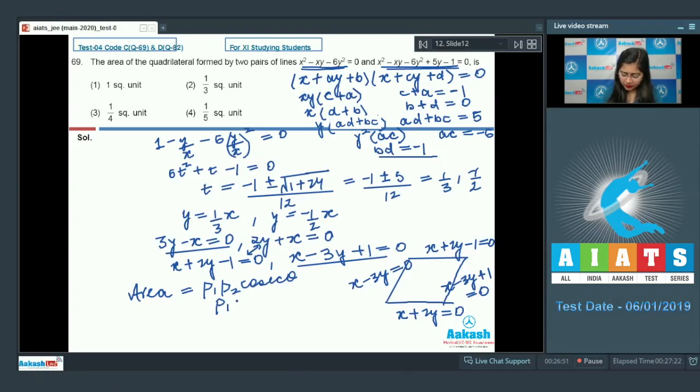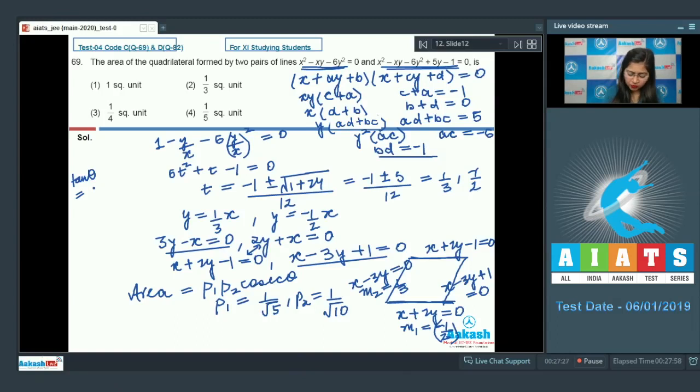where the value of P1 will be equal to the distance between these two parallel lines. So this will be equal to 1 upon under root 5. Similarly, the value of P2 will be equal to 1 upon under root of (3 whole square plus 1 whole square), that is 10. Now we have to find the value of cosecant theta. For that, let us find the value of tan theta between the two lines. m1 will be equal to minus coefficient of x upon coefficient of y, that is minus 1 by 2. And for this, m2 will be equal to 1 upon 3.